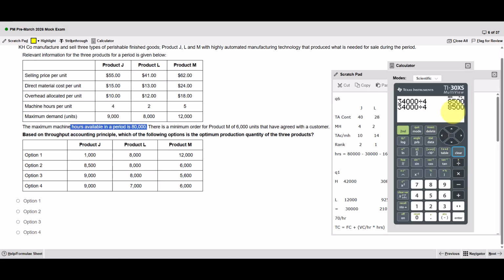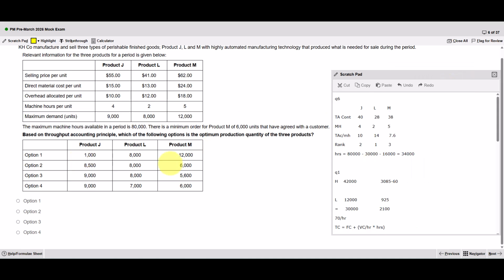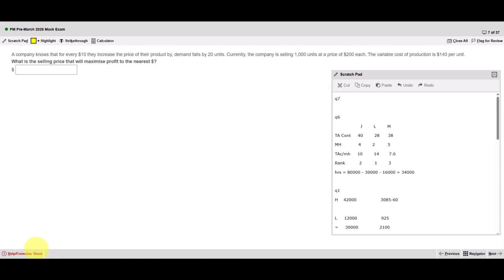And if you wanted to do the calculation, there it is. But if you can avoid doing a calculation, because we'd already narrowed it down to option 1 or 2, it was clearly going to be able to make more than 1,000. So we got to option 2 a bit more quickly. This is an optimum pricing question.